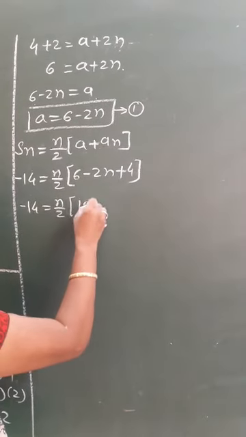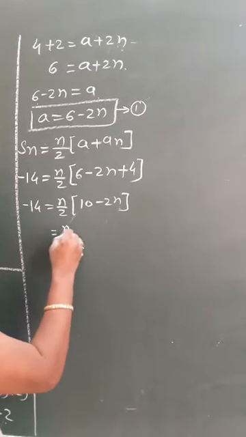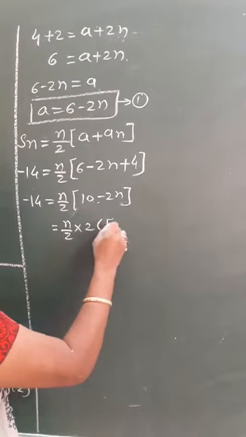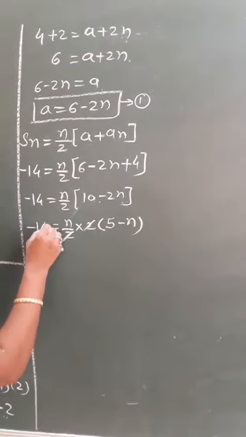6 plus 4 is 10 minus 2n. What I will do here again, tell me here, n by 2. Can we take out the 2 common? Yes. What you will get? 5 minus n, right? 2 will cancel. Here is minus 14.